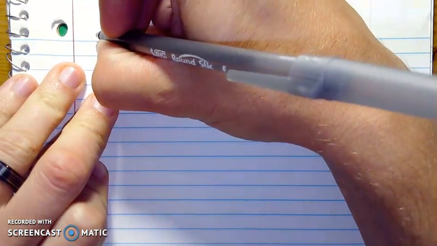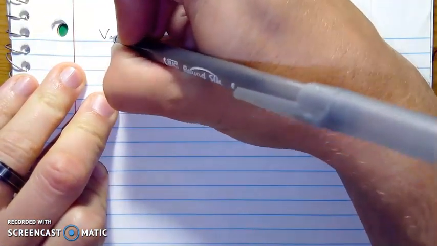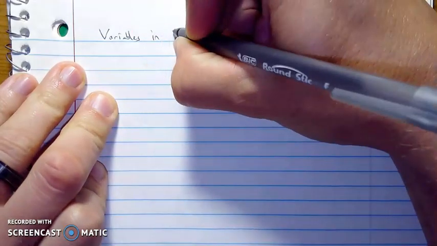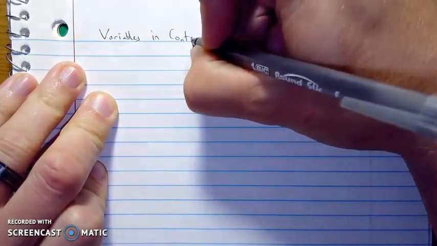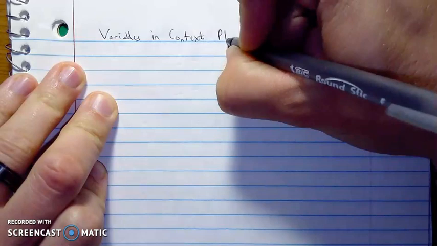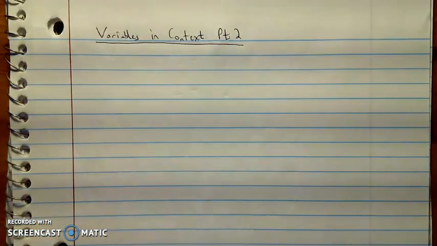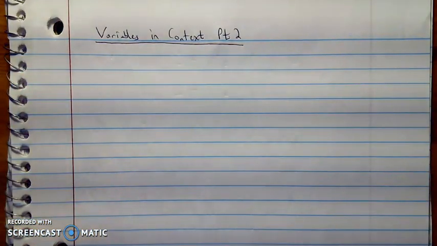All right. We're going to be talking about variables in context again today. This is part 2. So go ahead and write that title at the top of your notes. In part 1, we talked about adding and subtracting. So, part 2, we're talking about multiplying and dividing.